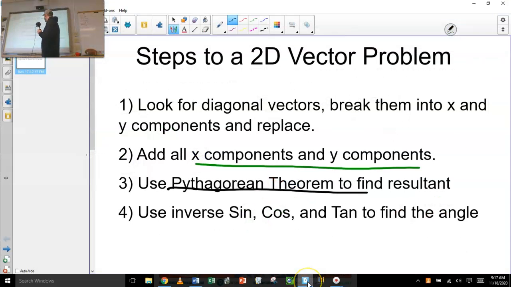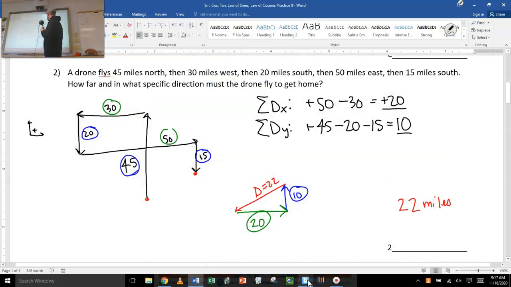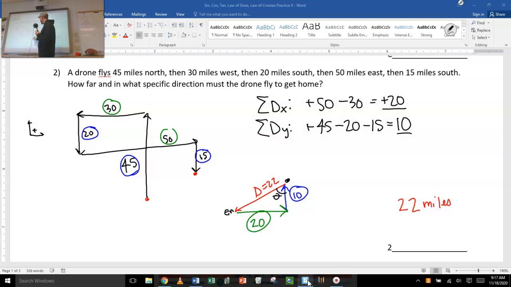Here we are to step 4. Use inverse sine, cosine, and tangent. So I'm going to find this angle right here because my drone is here and it's trying to get to where it started. You want to go home. So I'm going to find that angle. And so I'll use my favorite trigonometric function, which is tangent. I may have never told you why I like tangent because it uses the original numbers.